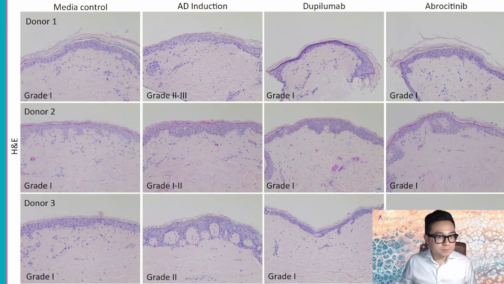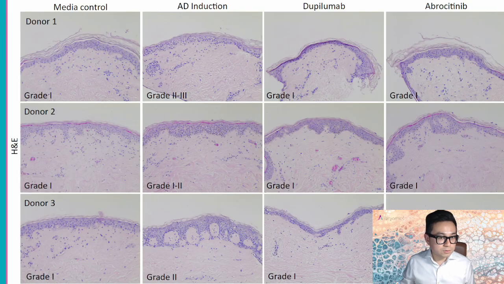For donor 2, this is the baseline histology. With induction of AD, it's a bit weaker. You get some thickening and spongiosis, but a bit less than the donor above. And again, this goes away with dupilumab and abro treatment.